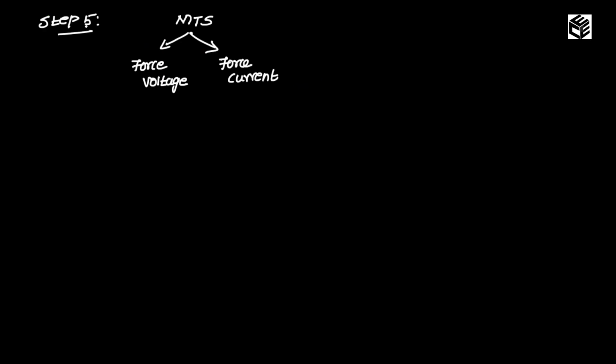So next is our step 5. Our given system is mechanical translational system, therefore we have two electrical analogy methods, one is force voltage and the other one is force current. So let's see one by one, what is force voltage and what is force current. First is force voltage.